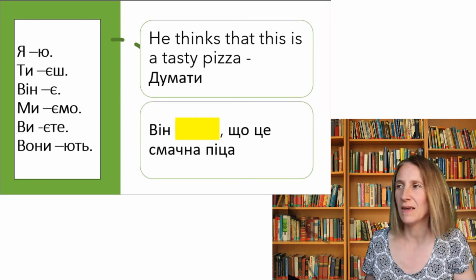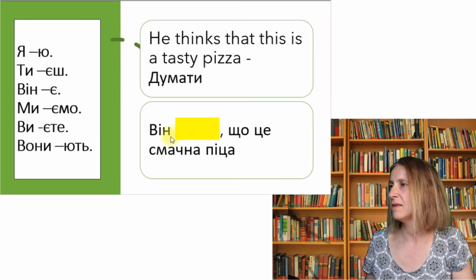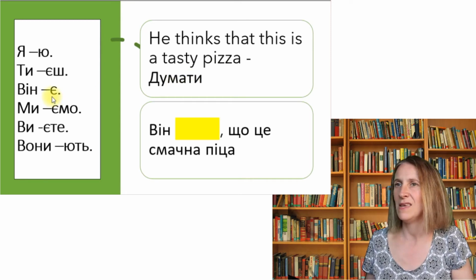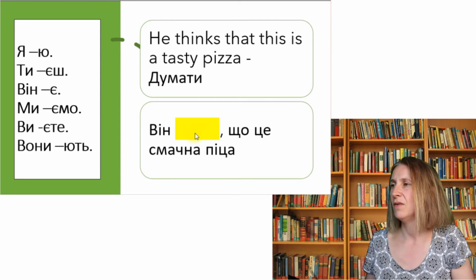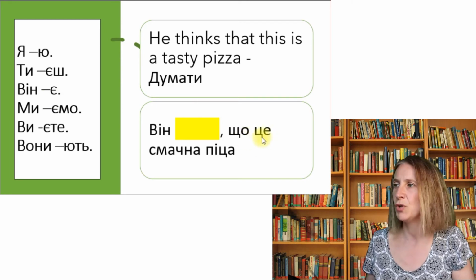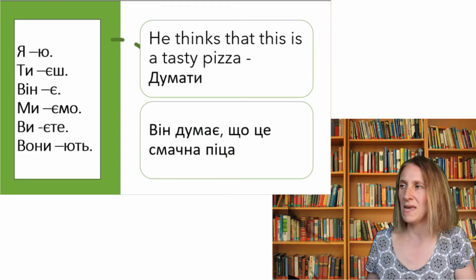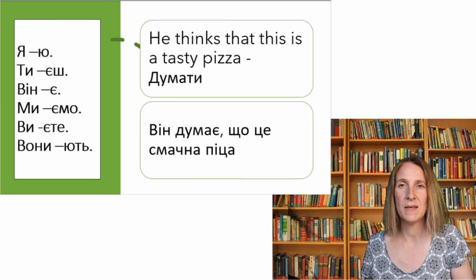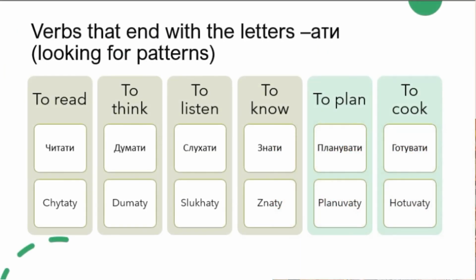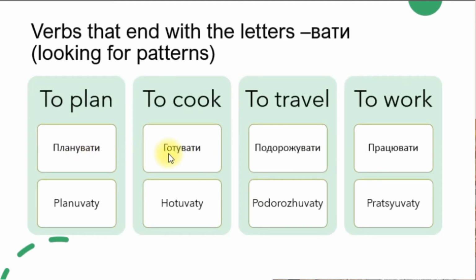Думати is to think. So he thinks that this is a tasty pizza. Думати. So думає for he. Він думає, що це смачна піца. We're looking for the patterns in the verbs. These all end in ати. So these two are different because they're ending not just with ати, but with вати. And something happens. We've got another few examples.